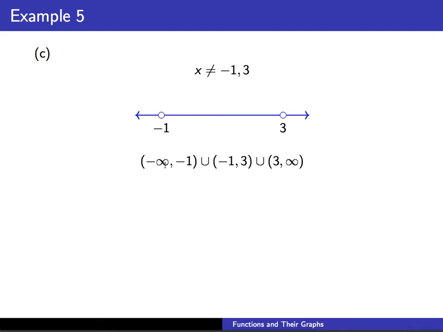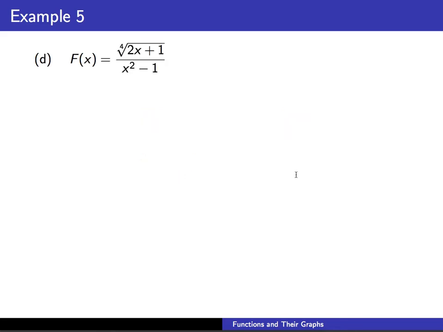We get this part is -infinity to -1. We're going to unite that with -1 to 3 and unite that with 3 to infinity. So here's our three intervals on the number line. All right, part D, we have the fourth root of (2x plus 1) over (x squared minus 1). So quite a bit going on in this one here.